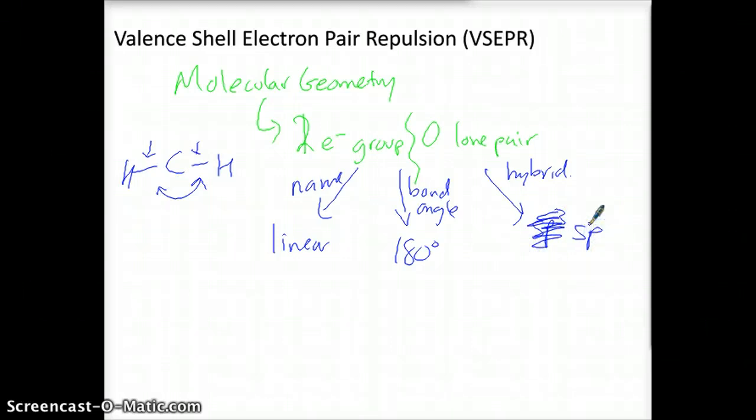Sp hybridization means it's formed from one s orbital and one p orbital coming together to make the sp orbital. Remember, the exponents here represent how many orbitals were used to make that hybrid orbital. So for valence shell electron pair repulsion, you need to know your molecular geometry.